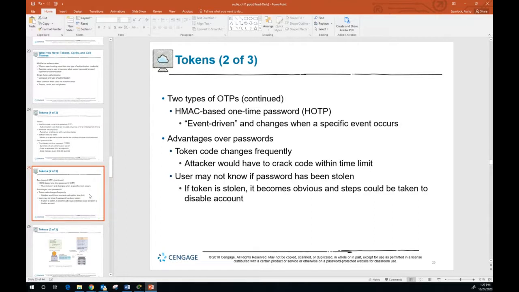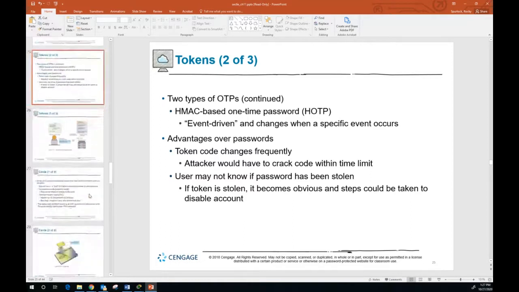The advantage of using tokens over passwords is the token code changes frequently, which means the attacker would have to crack the code within the time limit. So if the code changes every 30 seconds, the attacker only has 30 seconds to break into the code. Also, if your password is stolen, you may not know it. But if a token is stolen, it becomes obvious, and you can take steps then to disable the account.